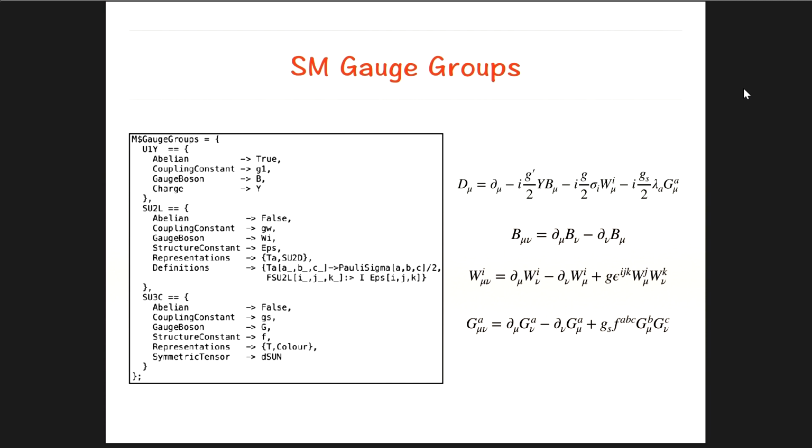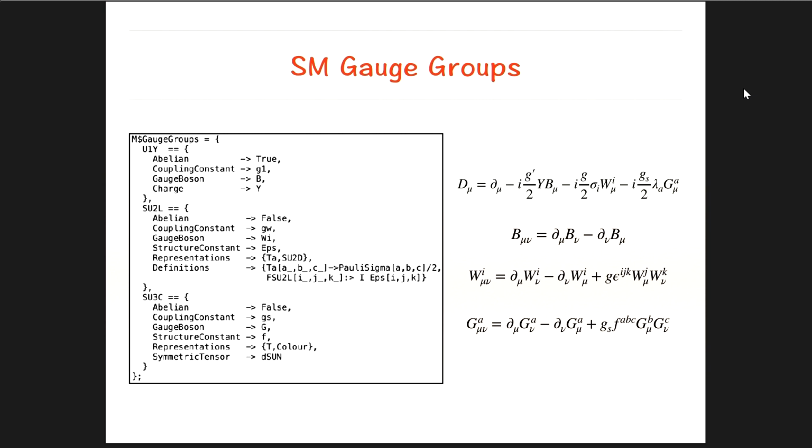Now you do it for SU2L, and this is not abelian, so that is false. The coupling constant is defined like this. The gauge bosons are defined like Wi. The structure constant is epsilon, so this is defined. And these representations are Ta, the Ta with indices A, B, C, which are essentially the generators of SU2, the Pauli sigma. This is, I think, already defined in it.